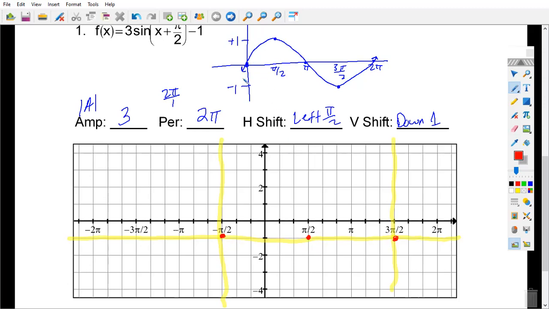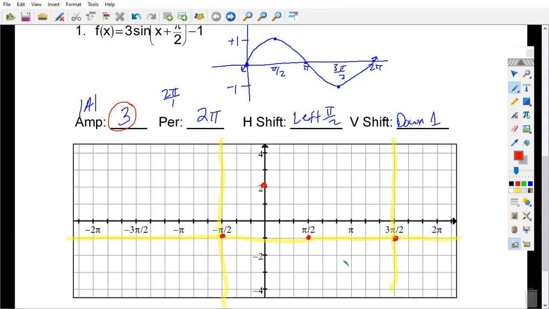Okay. Next, looking at our parent function, we have a maximum halfway between our first 2 intercepts. So I'm going to have a maximum in between, which is going to be here at 0, correct? Okay. This is where your amp comes into play. It is not an intersection, it is a maximum. Our maximum used to be 1. What is it now? 3. So from here, I'm going to go up. 1, 2, 3. And there's my maximum.